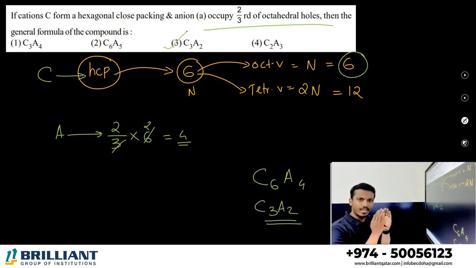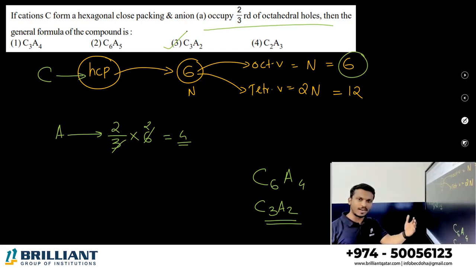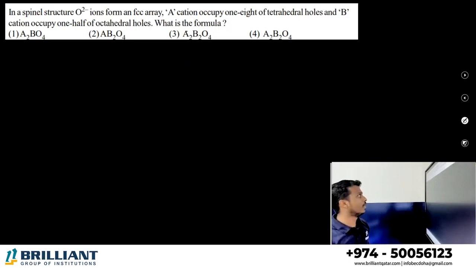Okay, so whenever they give the system, immediately remember how many atoms are in the unit cell. 6 atoms. If there are 6 atoms in the unit cell, there will be 6 octahedral and double that, 12 tetrahedral voids. Then they will say this much is occupied by B, C in tetrahedral, like that. We can see that. Another question.